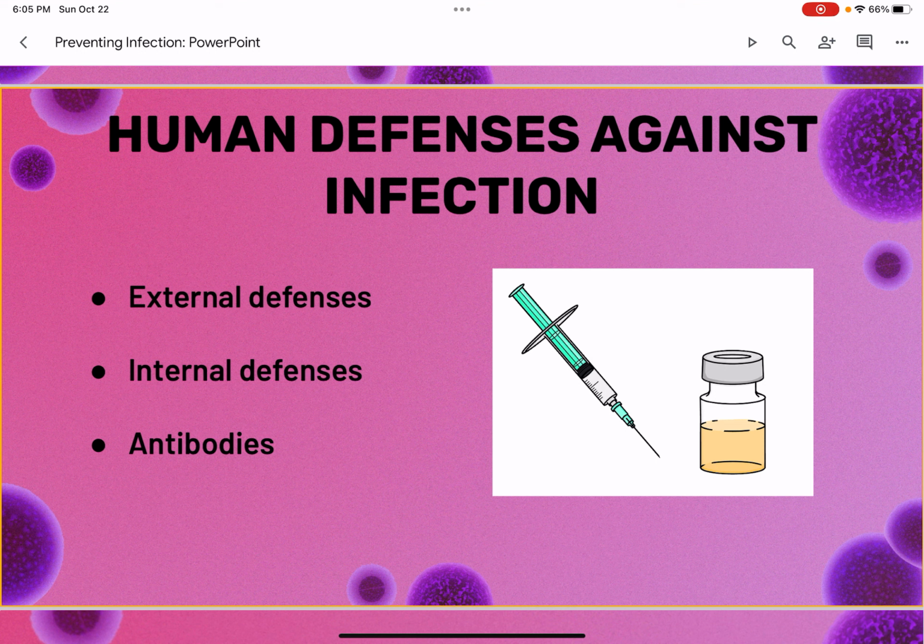Antibodies are special proteins created by previous exposure to the pathogens. They also can be created by vaccination. Once created, the body will attack new pathogens that enter the body.